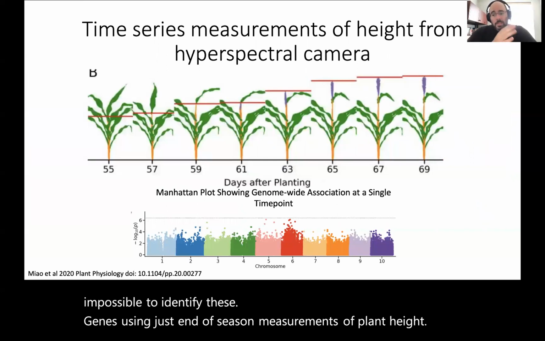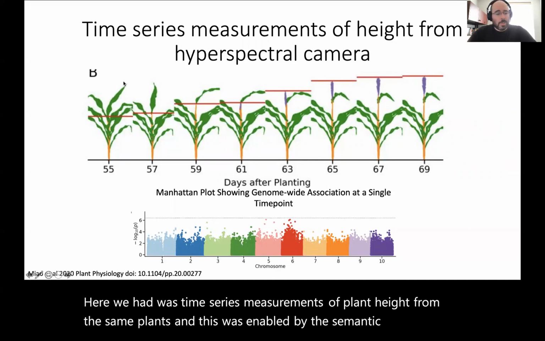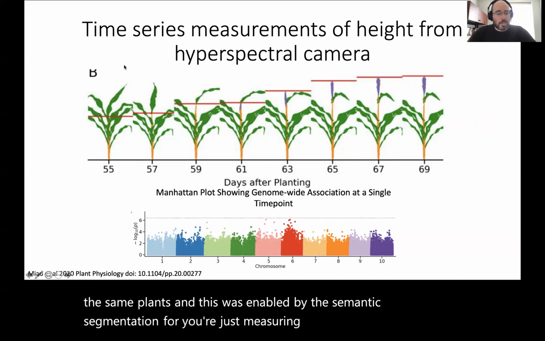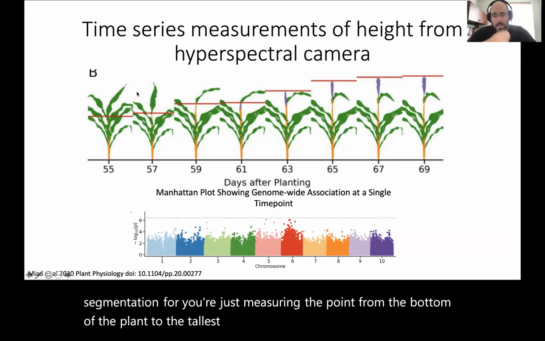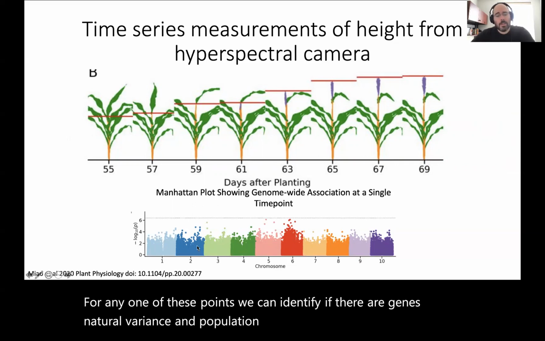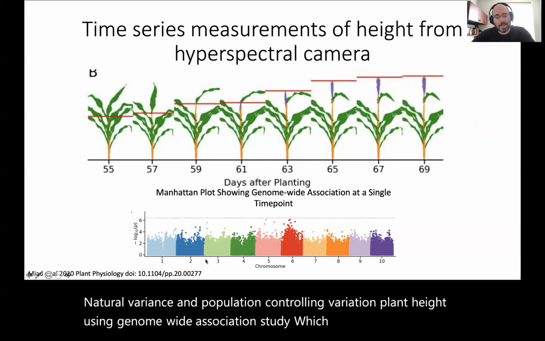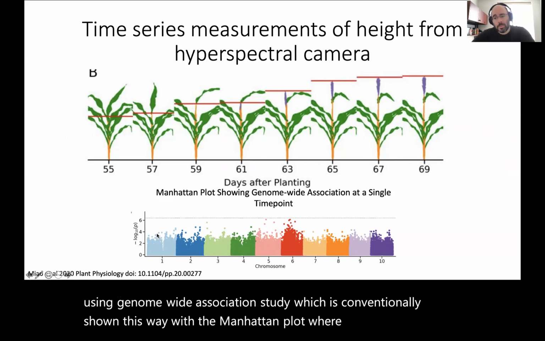Here what we had was time series measurements of plant height from the same plants, and this was enabled by the semantic segmentation. If we were just measuring the point from the bottom of the plant to the tallest point in the plant, the data gets a lot noisier. For any one of these points, we can identify if there are genes, natural variants in the population controlling variation in plant height using a genome-wide association study, which is conventionally shown this way with a Manhattan plot, where each of these points represents one marker.